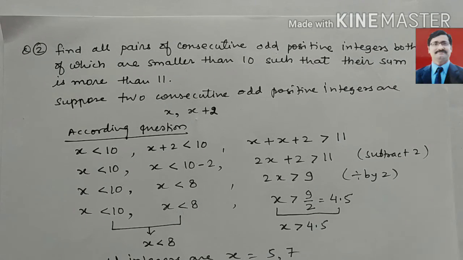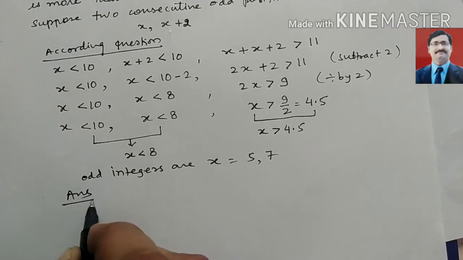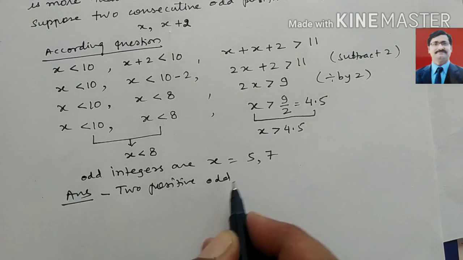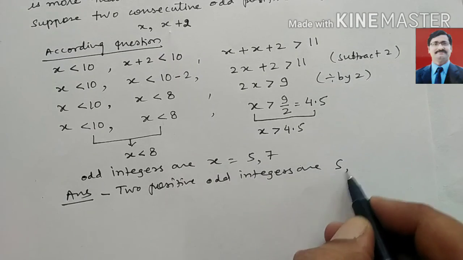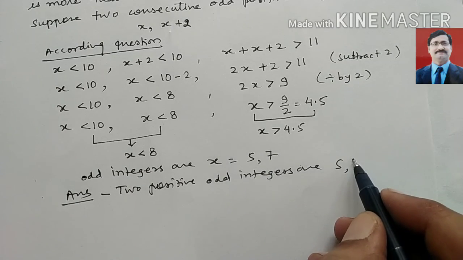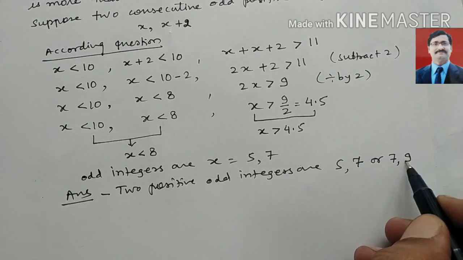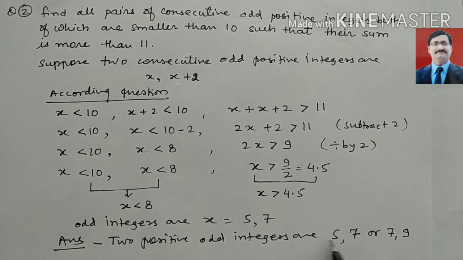Do you all understand? So you can write the answer: the 2 positive odd integers are, look here, if you take 5 then the next will be x plus 2, which is 7, or if you take 7 then the next is 9. Look, you can check your answer. This 5 and 7 both are less than 10 and the sum of these is 12, which is greater than 11. Here both are less than 10 and the sum is again greater than 11. So they both are the answers we have.